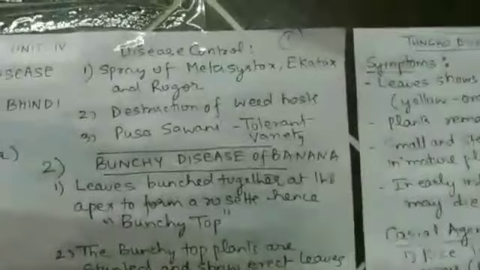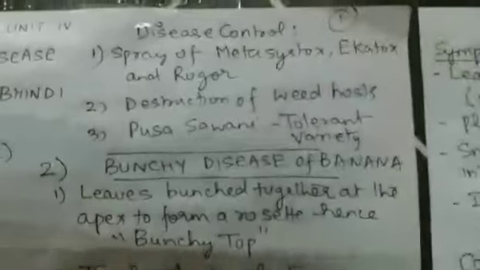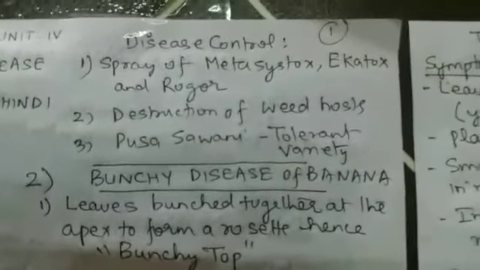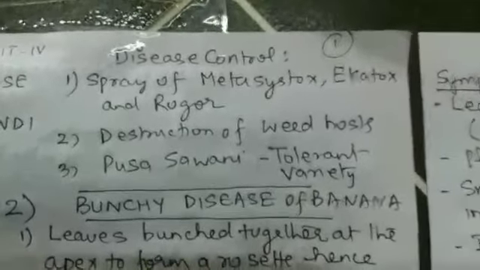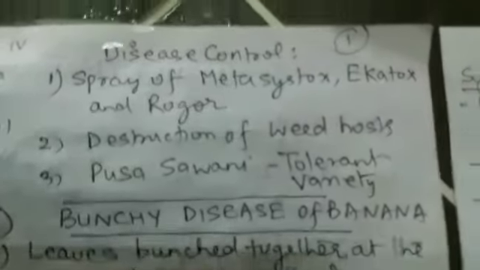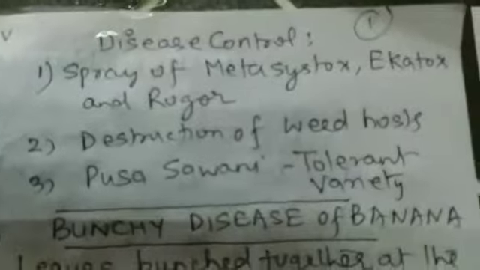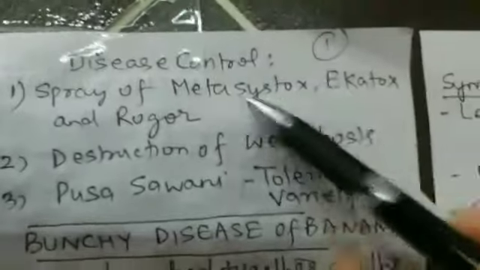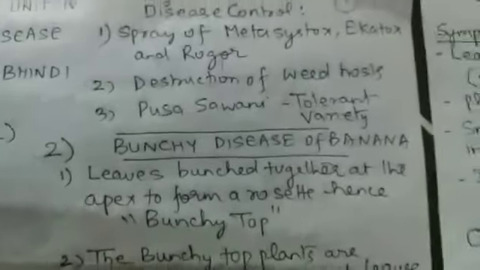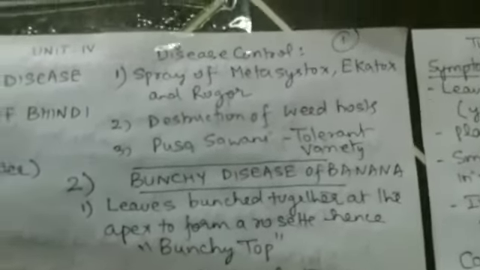And you know, for this disease, what is the control? First, it is the destruction of the weed hosts. Then, every time I teach you a viral disease, Bemisia tabaci, the whitefly, will come, so the spray of metasystox, ekatox and rogor will come, like we have read about Bordeaux mixture in the fungi. And the other is the resistant variety, that is Pusa Sawani. And this is what we have, the yellow vein mosaic.